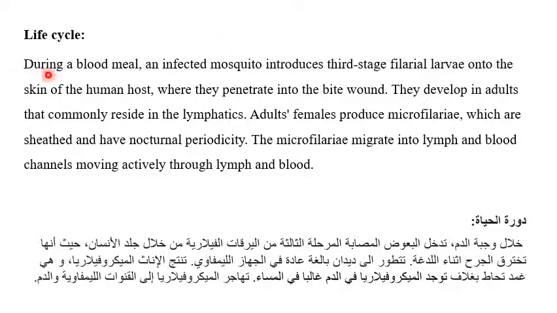Life cycle. During a blood meal, an infected mosquito introduces third-stage filarial larvae into the skin of the human host, where they penetrate into the bite wound. They develop into adults that commonly reside in lymphatics. Adult females produce microfilaria, which are sheathed and have nocturnal periodicity. The microfilaria migrate into the lymph and blood channels, moving actively through the lymph and blood.